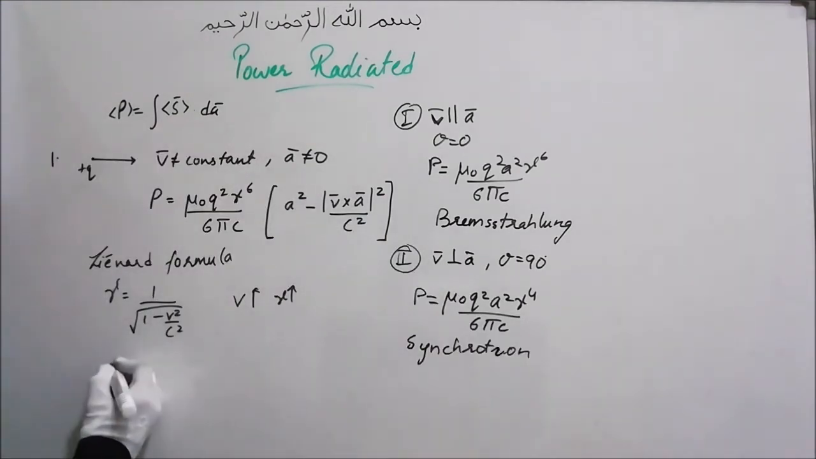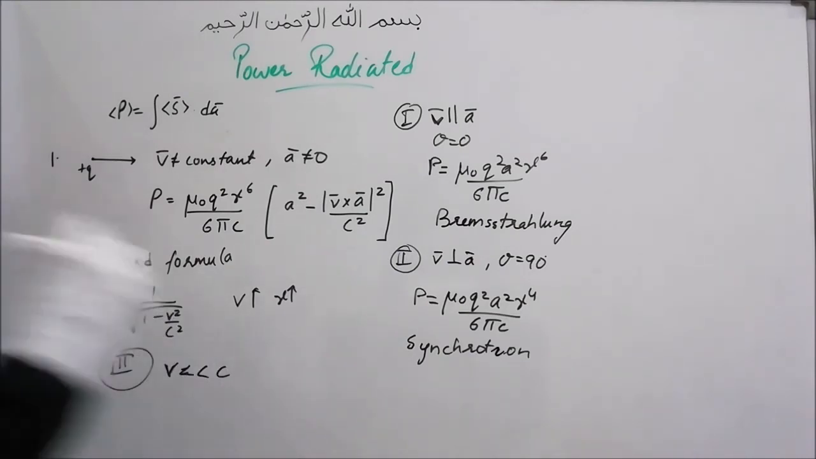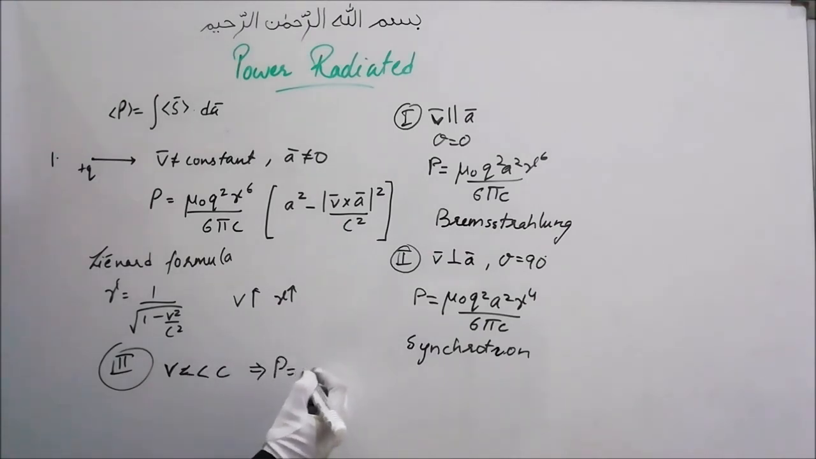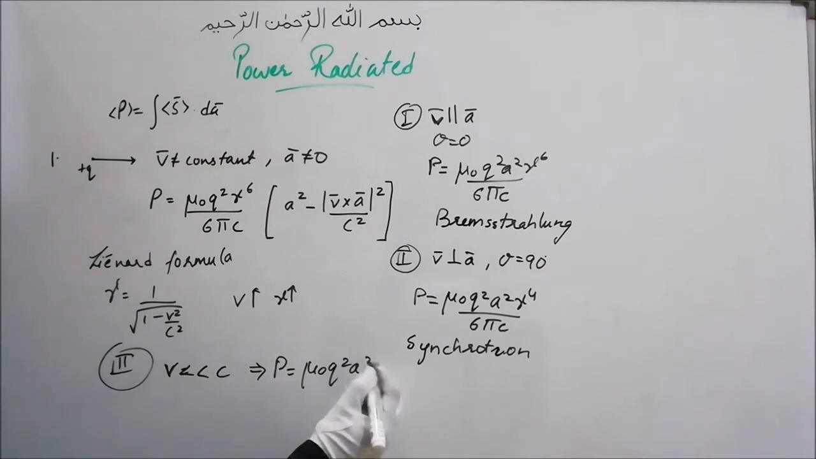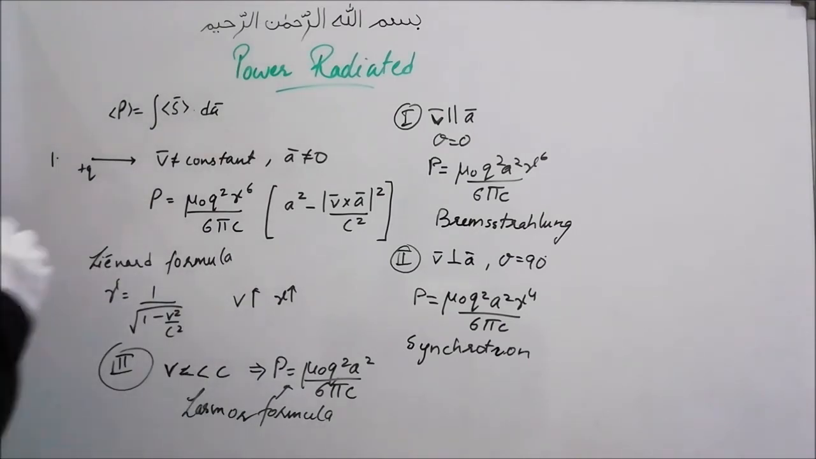The third case is when v is non-relativistic, meaning the velocity is very much less than the speed of light. In that case the power will be equal to mu naught q squared a squared divided by 6 pi c. This is called the Larmor formula. You can see that this Larmor formula is independent of the velocity; there is no velocity term here. These three are the cases that arise when we consider the power radiated by an accelerated point charge.